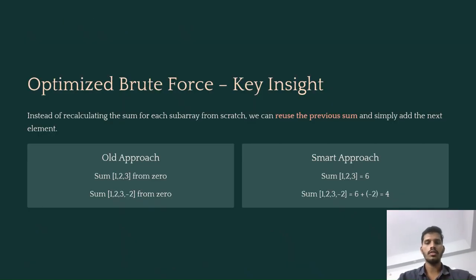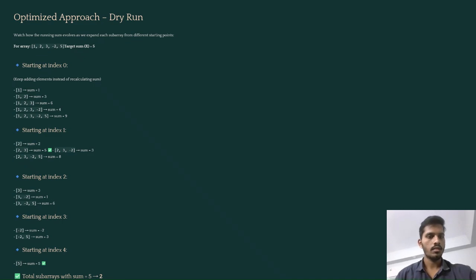Optimized brute force logic. Instead of generating and calculating the sum of each subarray, we can add the element which is being added to the previous subarray to the sum. So let's see it with an example. This is the array and this is the target sum, that is 5. We'll start with index 0 as usual and we'll go on until the end index.